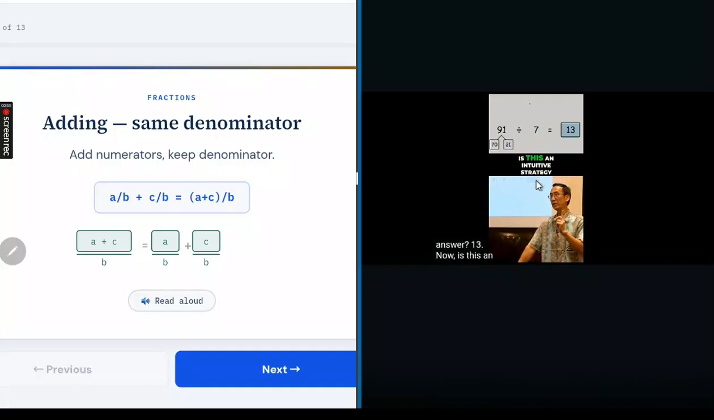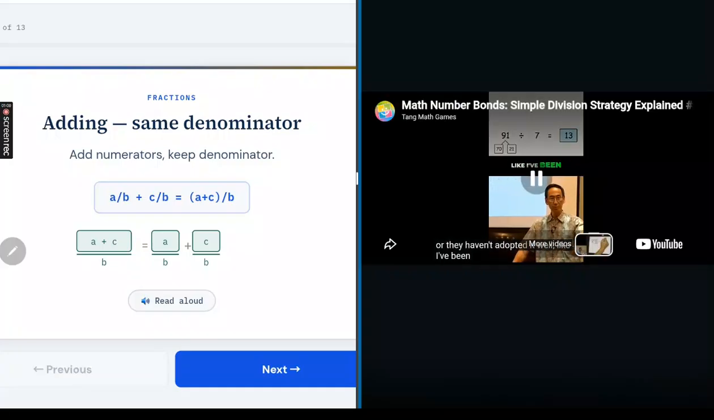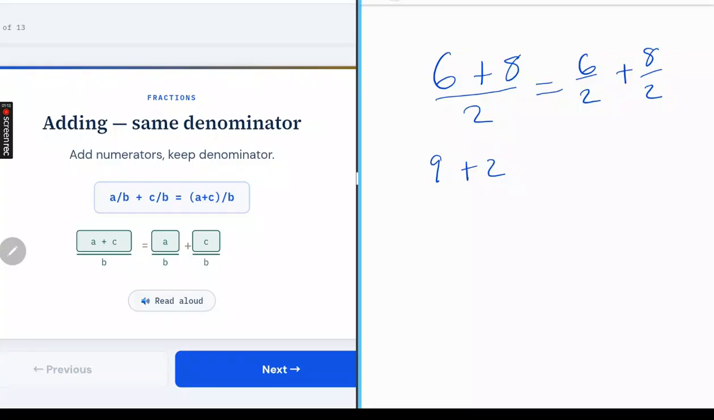Is this an intuitive strategy, would you say? I would say the problem with schools or districts is they do not like math and focus, or they haven't adopted it well. Like I've been brought in to fix. Okay, so number bond looks, let's say, not helpful, but it's very helpful, right?